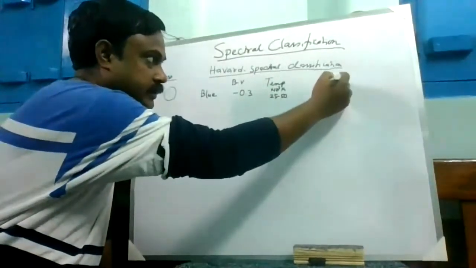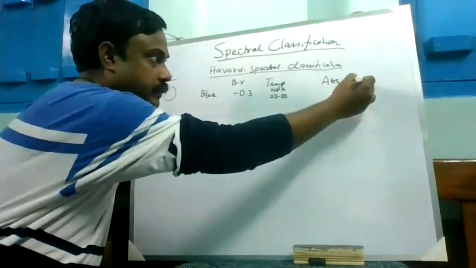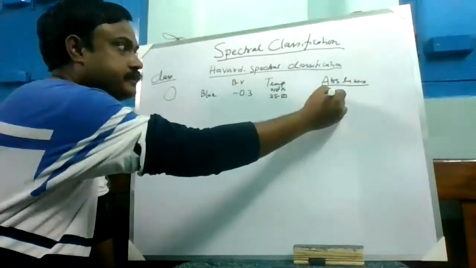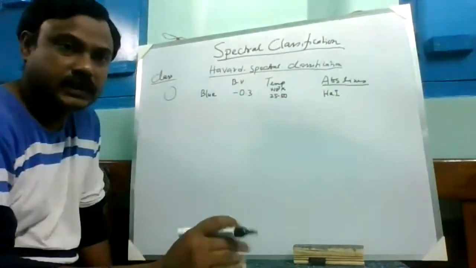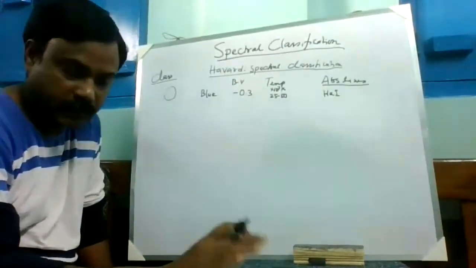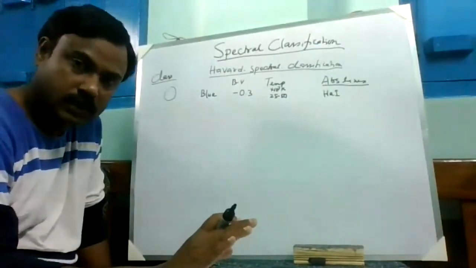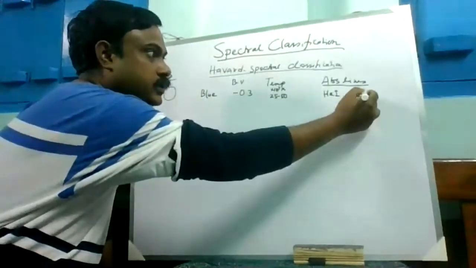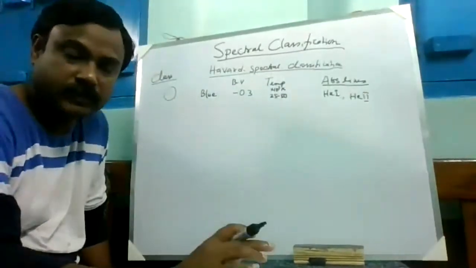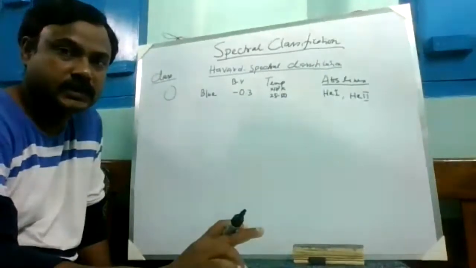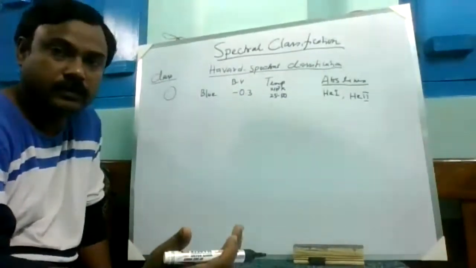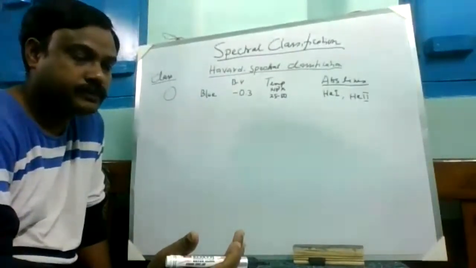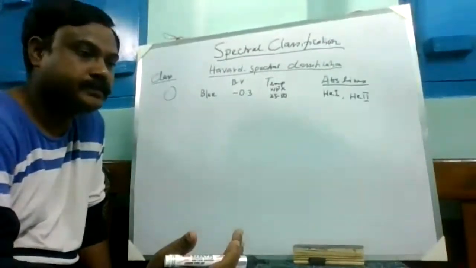And the absorption lines: helium 1. The 1 indicates it is absorption from a neutral atom. Helium 2 indicates absorption from a singly ionized atom. That means one electron of the helium atom has been ionized. This is called the helium 2 line.